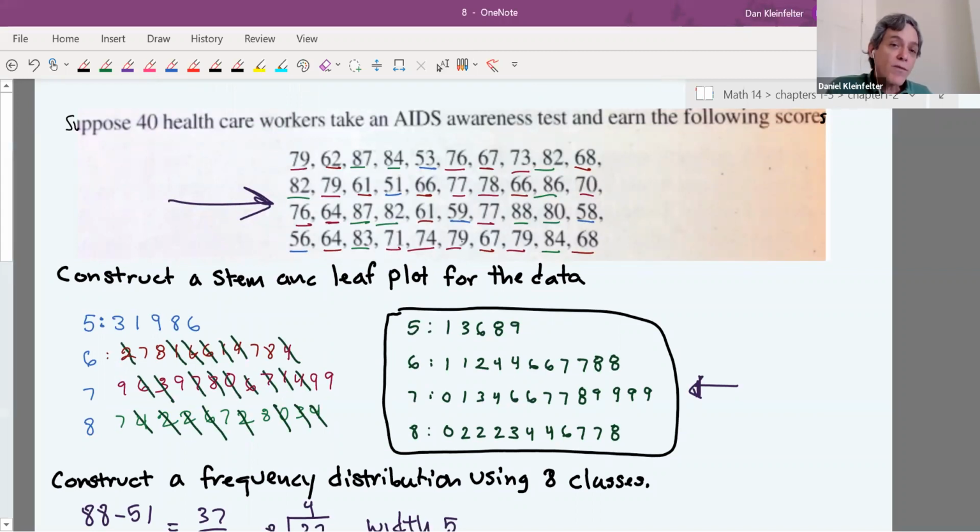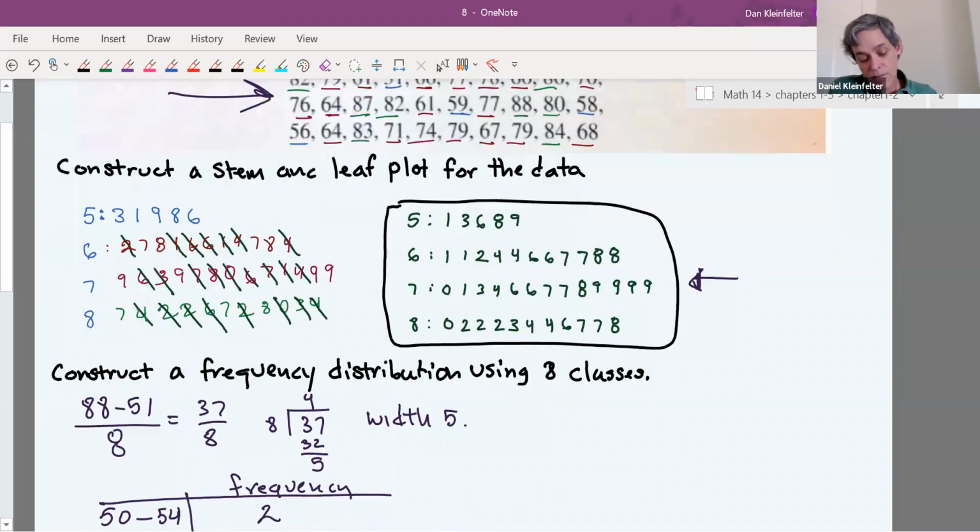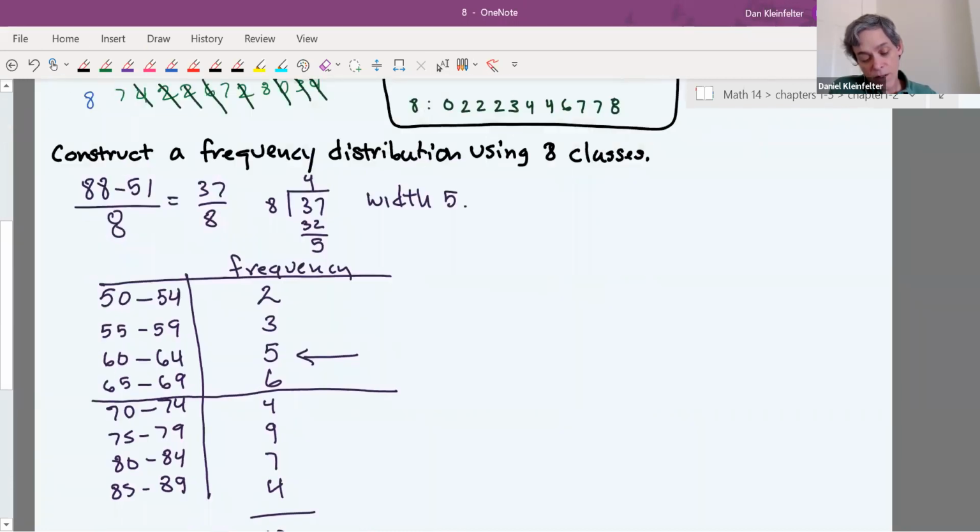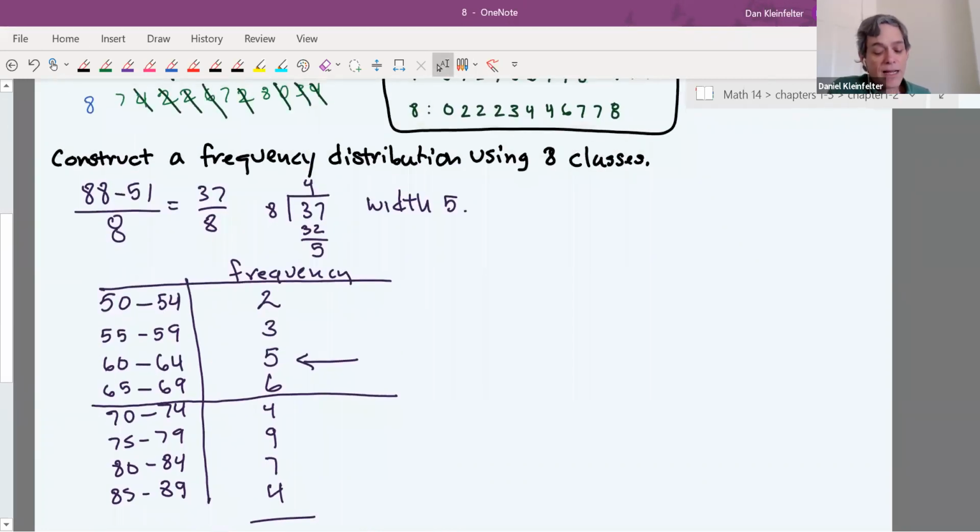So the original data is kind of hard to understand because it's not sorted. Putting it into a stem and leaf plot makes it a little bit easier to understand, and we haven't lost any of the data. The frequency distribution with the 8 classes makes it really easy to understand, but we've lost some of the data here. We can't go back to the original data from there.